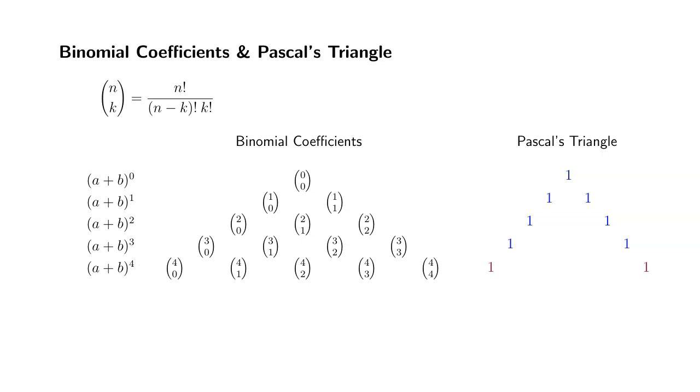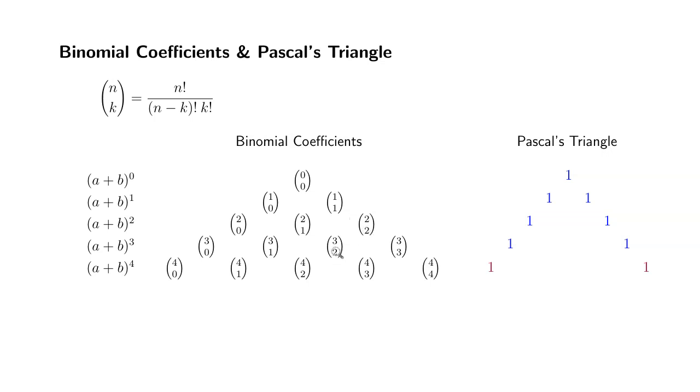Then let's pay attention to this very useful property. For example, I'm going to pick on 3 choose 2. Any element is going to be the sum of the two elements above. For example, 3 choose 2 is the sum of 2 choose 1 and 2 choose 2. Here's the reason why.